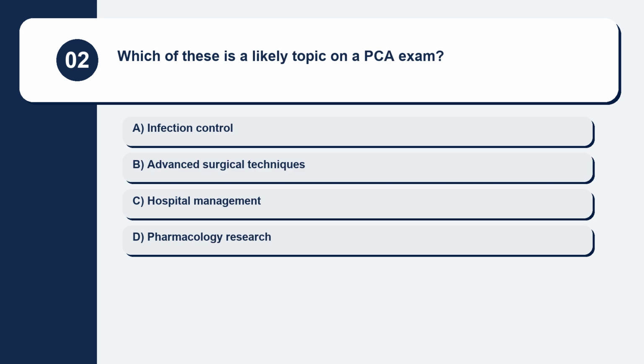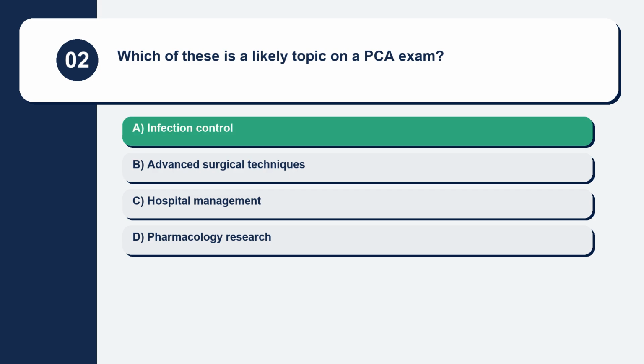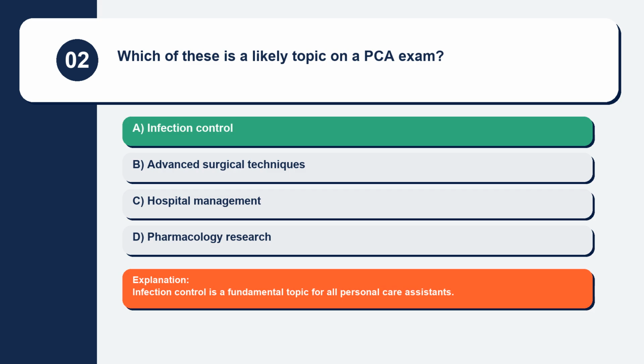Question 2. Which of these is a likely topic on a PCA exam? Infection control, advanced surgical techniques, hospital management, pharmacology research. Infection control is a fundamental topic for all personal care assistants.